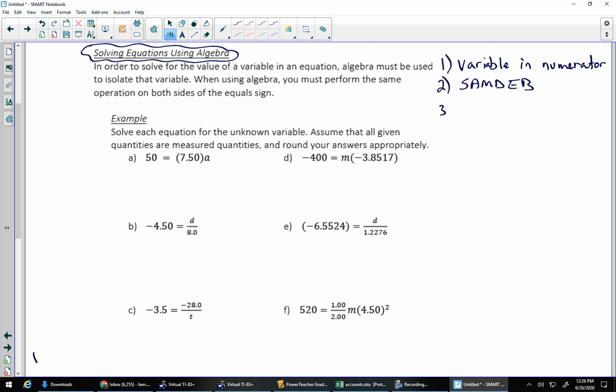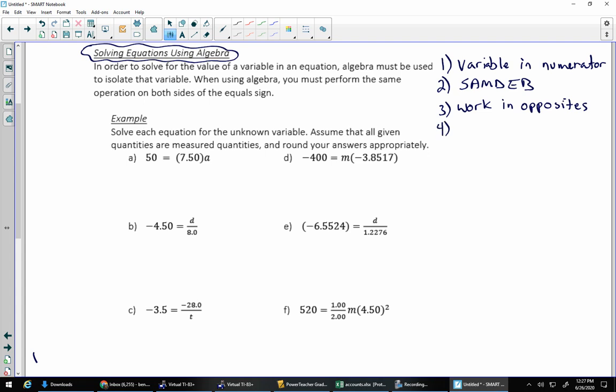Those first two things, sometimes you'll need to do them, sometimes you won't. These last two things you will always need to do. If you ever want to move something from one side of the equal sign to the other, you have to work in opposite operations. What I mean by that is, if you're adding something and you want to move it, you would subtract. If you're multiplying, you would divide. If you're squaring, you would square root. So you're always working in opposites anytime you want to move something.